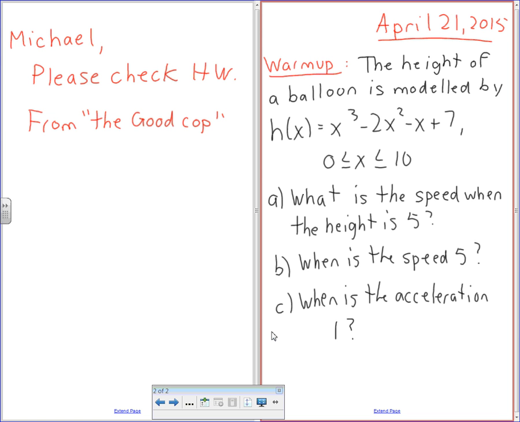We've got to get serious here. The height of the balloon is modeled by h of x equals x cubed minus 2x squared plus 7x plus 7, from x is from 0 to 10. What is the speed when the height is 5? When is the speed 5? And when is the acceleration 1?